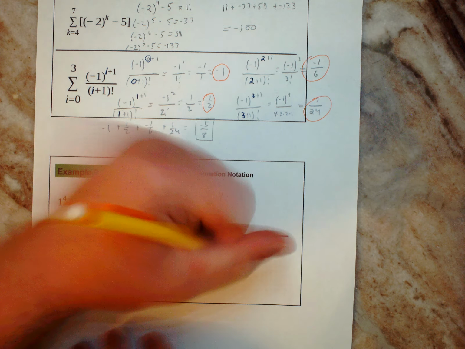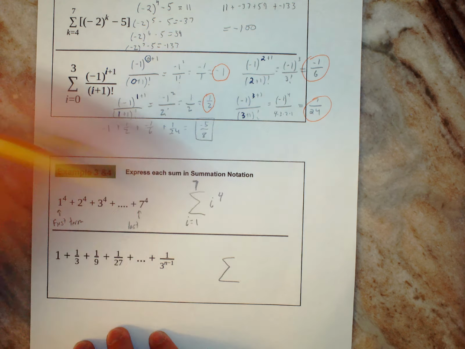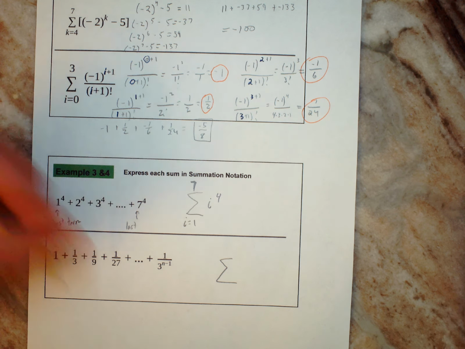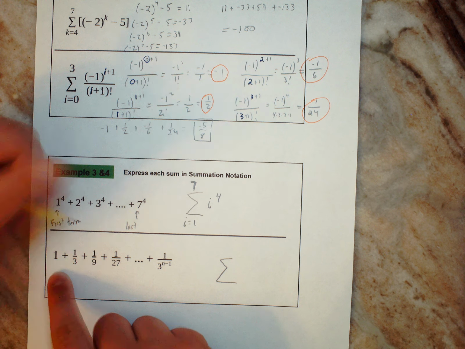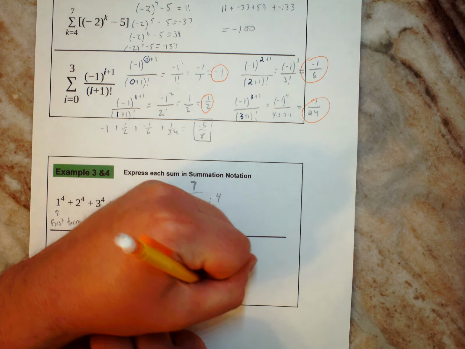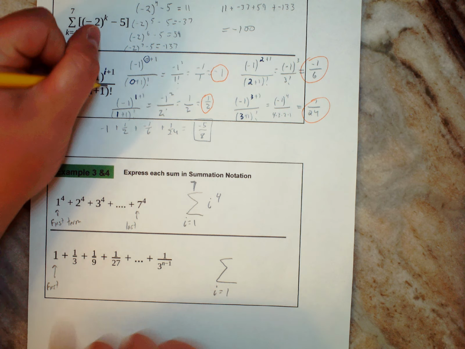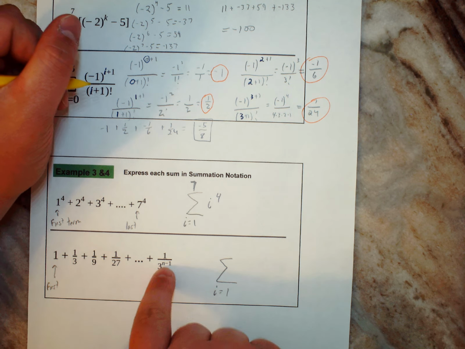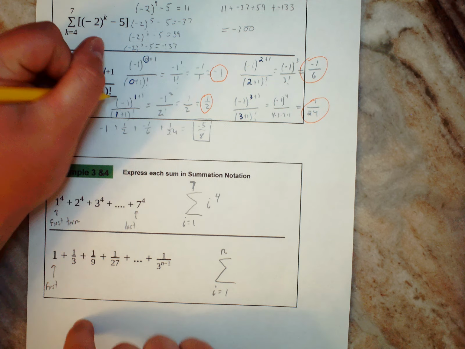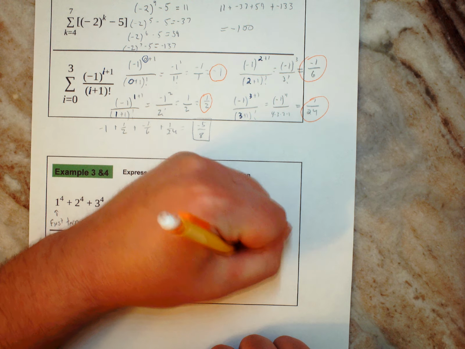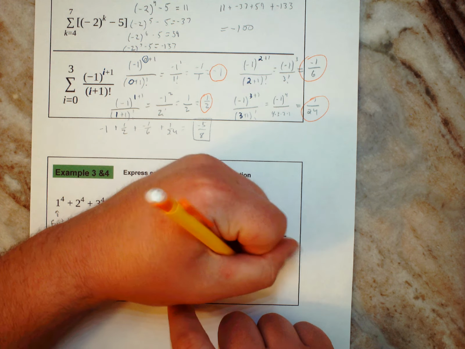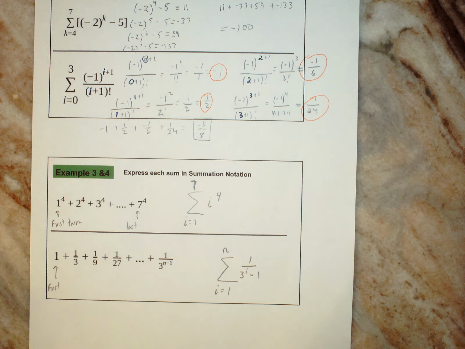Down here, we're going to write our sigma. Now, this one's a little trickier. We'll start with the lower limit. It's starting at 1. So we're going to have i equals 1. Now, it doesn't really show you what it's going up to. So because there's a variable here, it's going up to n. And then in here would just be 1 over 3 to the i, because that's what's changing, minus 1.